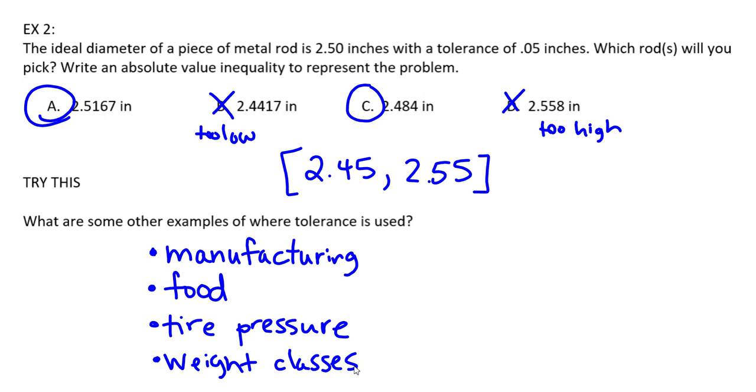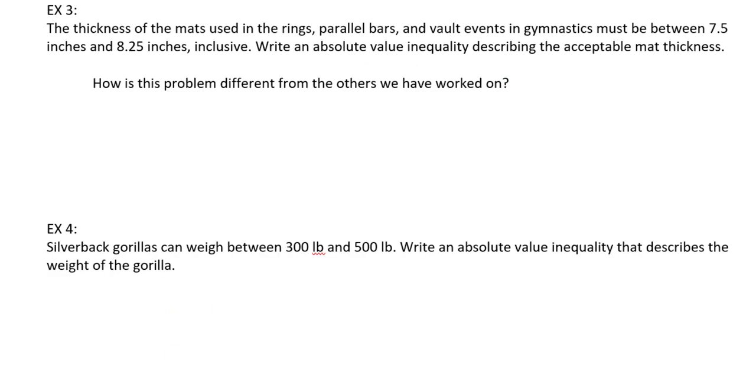Let's look at the last part of this here and finish it up, okay? All right, so example 3 here. The thickness of the mats used in gymnastics events are supposed to be between 7.5 and 8.25 inches, inclusive. Inclusive means they're included. So if I wrote those down, I would write it like this: 7.5 up to 8.25 with brackets on it. So it says write an absolute value inequality describing the acceptable mat thicknesses. What's different about this problem though? Why is this different than what I've already given you guys so far?